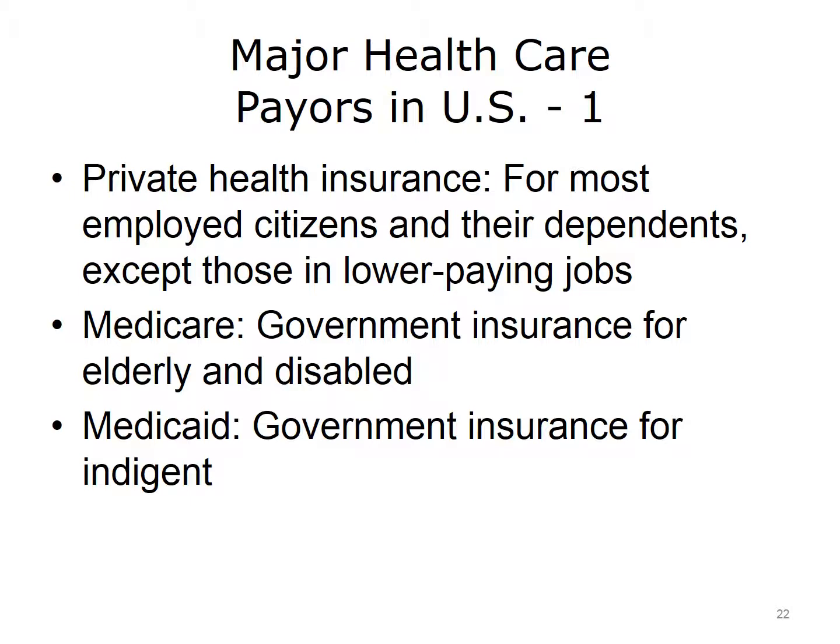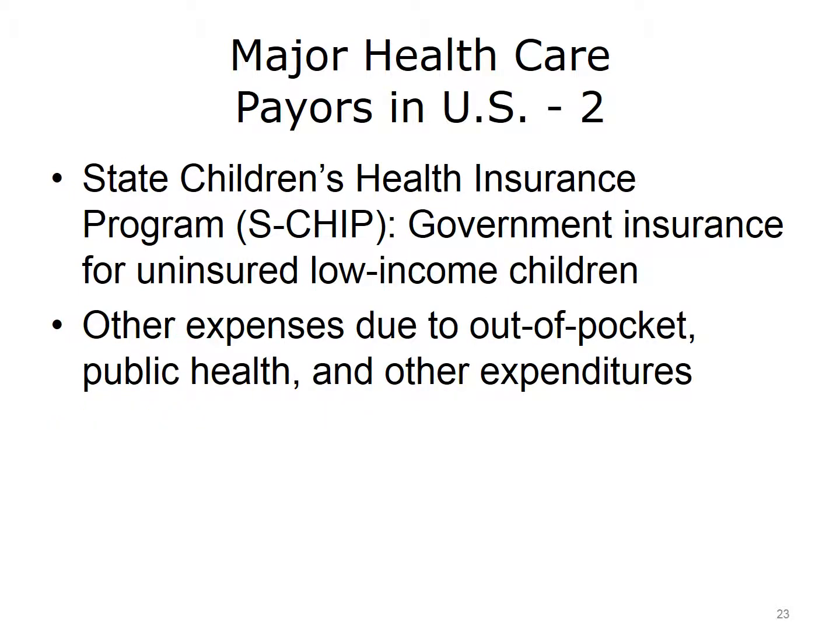Medicaid has historically been the government insurance program for the indigent, in other words, those who are poor. However, Medicaid is expanding substantially under the Affordable Care Act. There is also a government insurance program for low-income children called the State Children's Health Insurance Program, or SCHIP. Finally, there are many other healthcare expenses that people have, either those who have no insurance or out-of-pocket expenses for those who do. There are also public health expenditures that are typically made by governments, whether federal, state, or local, and other kinds of expenditures on health-related items.